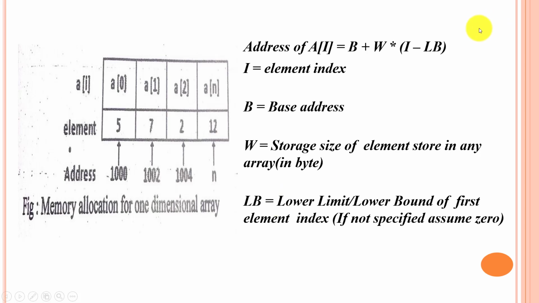And LB is the lower limit, the lower bound. Here the lower limit is A of 0 and the upper bound is A of n. The starting index is always 0 because it's an array, and if not specified, assume 0; by default an array always starts with 0. So the lower bound is always 0. This is all about the formula we can derive to find the address of a particular index.